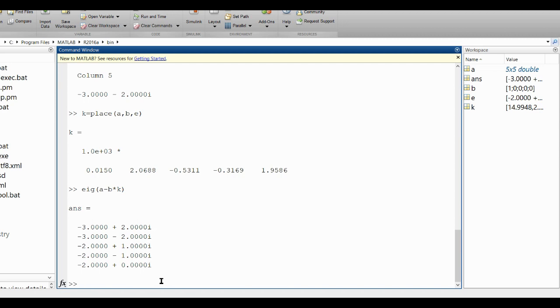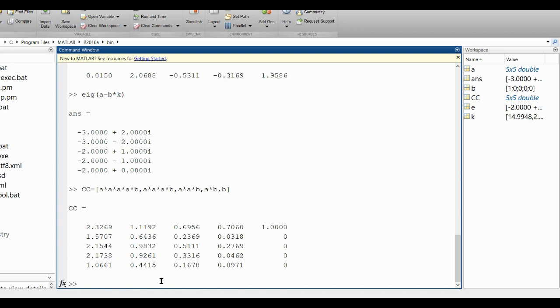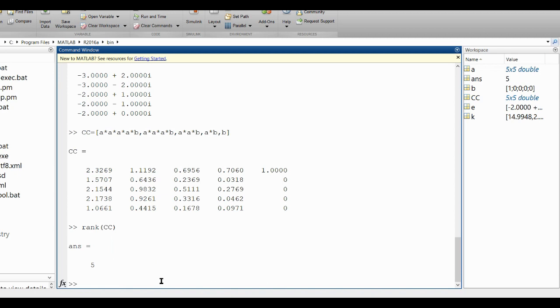Let me call it C, the controllability matrix, which is equal to A⁴B, A³B, A²B, AB, and B. Okay, so that's the matrix, and I can look at it in different ways. I can ask for the rank of C, and it will tell me that it is 5. You may not like to use the rank command.